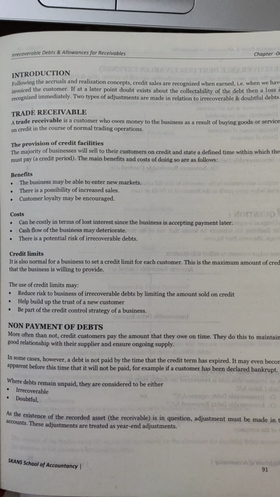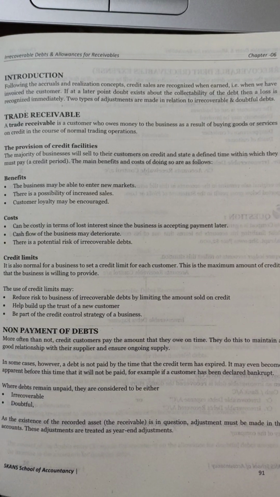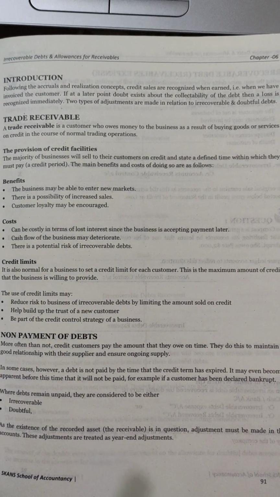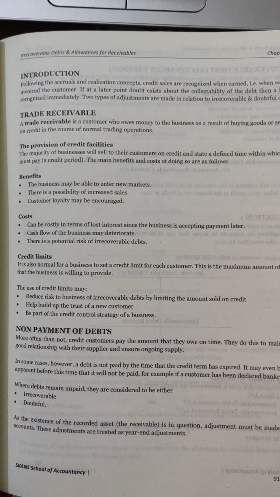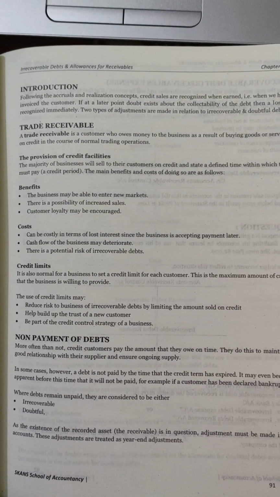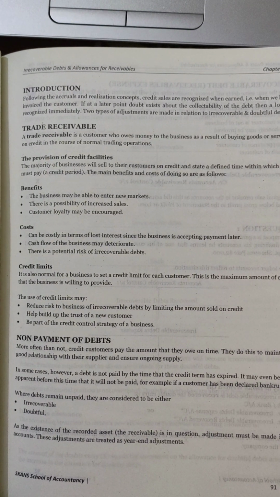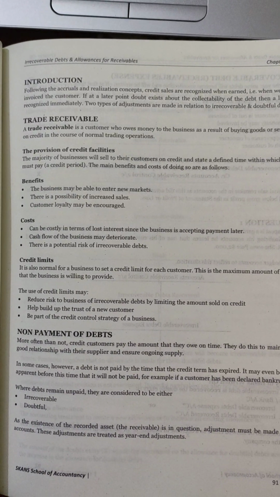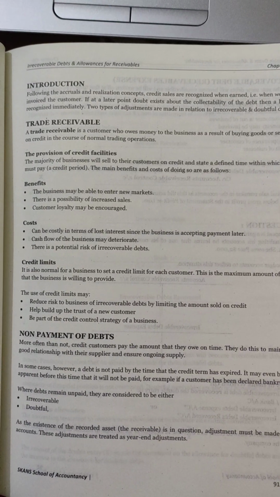The majority of businesses will sell to their customers on credit and state a defined time within which they must pay, a credit period. The main benefits and the costs of doing so are as follows. Benefits: the business may be able to enter new markets, there is a possibility of increased sales, and customer loyalty may be encouraged. Costs: it can be costly in terms of lost interest since the business is accepting payment later. Some cash flows of the business may deteriorate, and there is a potential risk of irrecoverable debts.